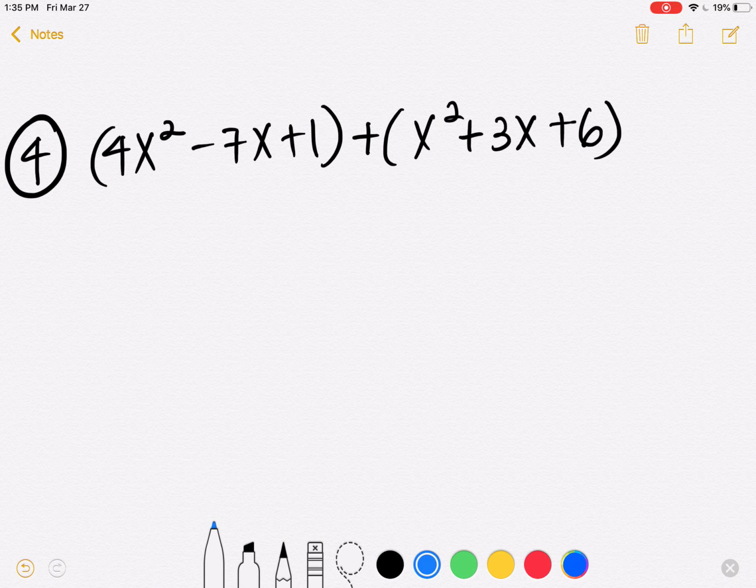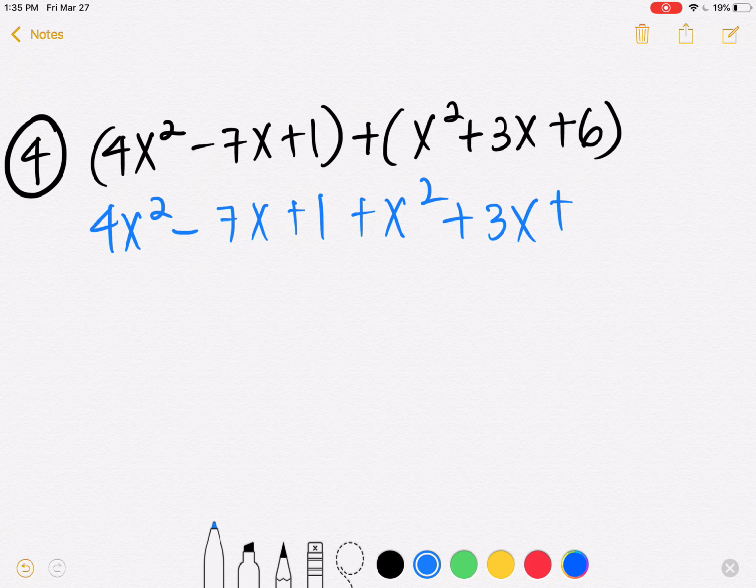Okay, the next problem that I have for you. I have a plus in the middle, so just bring everything down. So 4x squared minus 7x plus 1 plus x squared plus 3x plus 6. If you want color code, so my highest power is squared. I'm going to underline those in one color. The next highest is just linears, so just x's. And then lastly, I have constants. Okay, so I'm going to start off with the highest power, put it in standard form.